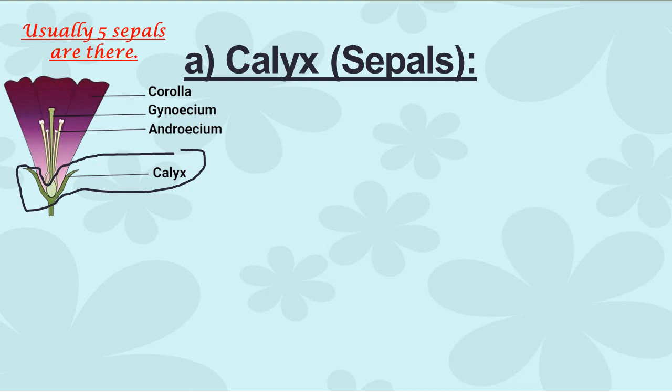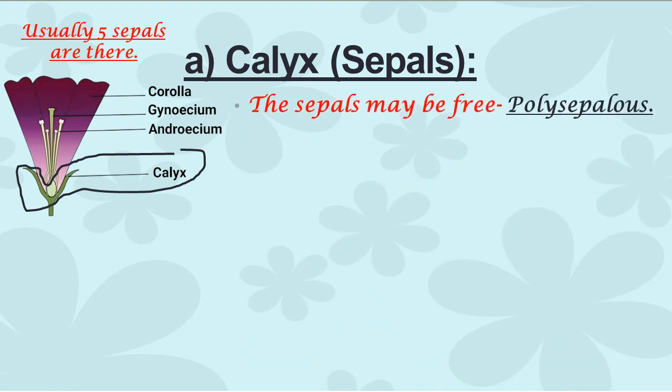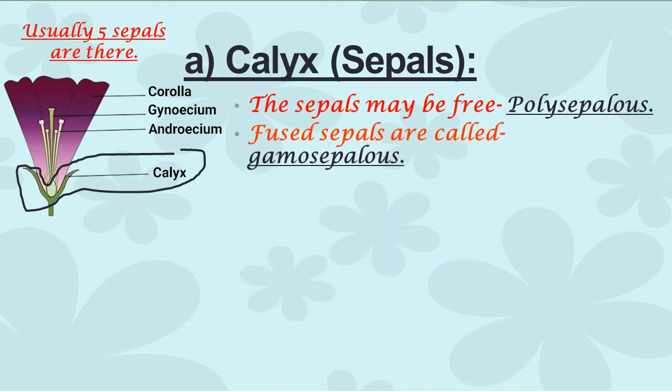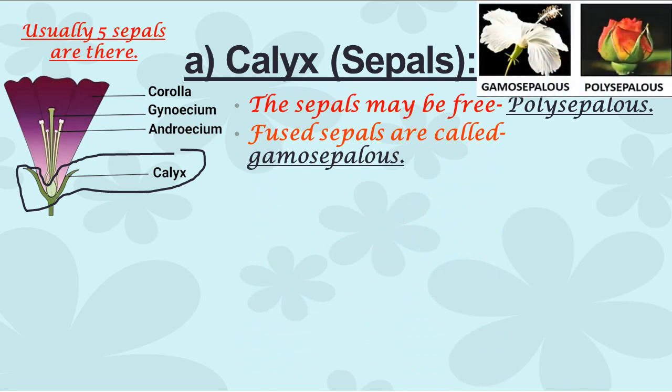The sepals may be free, and sepals which are free are called polysepalous, or they may be fused. If the calyx is in fused form, it is called gamosepalous. So these are the two types of sepals. Here you can observe the example of hibiscus, which is gamosepalous, meaning fused sepals are present, and in rose the sepals are free, so it is an example of polysepalous.